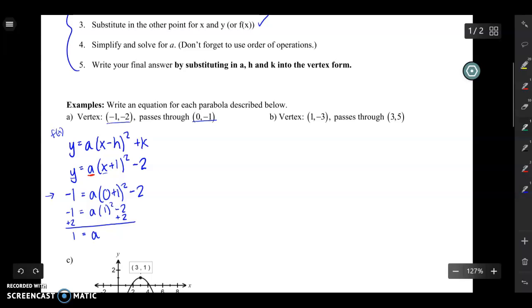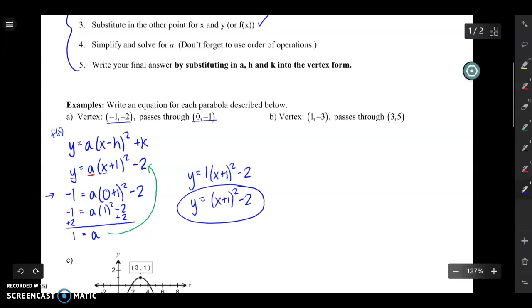So I'm going to come back to this equation where I had almost everything filled in except for the a, and change my a to 1. So I'm going to have y = 1(x + 1)^2 - 2. Now, a lot of you probably didn't write this 1 in front. That's totally fine. I probably wouldn't if I was writing it. And that will be your equation in vertex form.